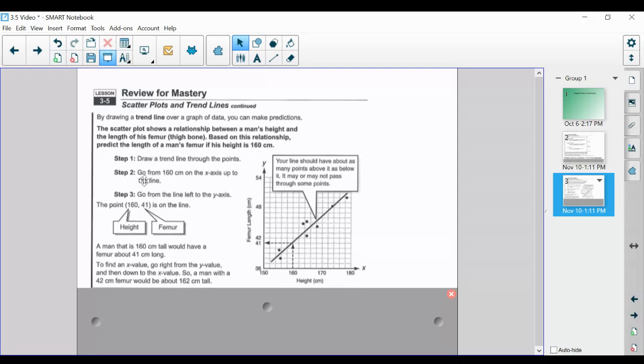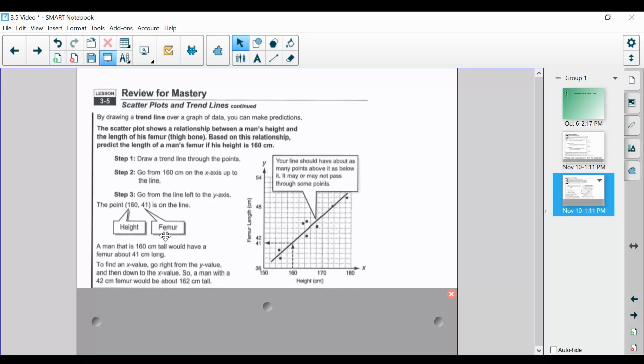So step 2 is I'm going to go from 160 centimeters on the x-axis up to the line. I find 160 on the x-axis and I go up to it and say, all right, now I hit the line, just like we did when it came to graphing functions and saying, hey, analyze this function and say, what would the y value be if your x value is blank? Well, here we have an x value of 160 because that's what represents the x-axis. And we go all the way up until we hit that line and we say, okay, it's going to be somewhere between 41 and 42, but it looks to be very, very close to 41. So I'm going to say that the femur length is going to be 41 centimeters.